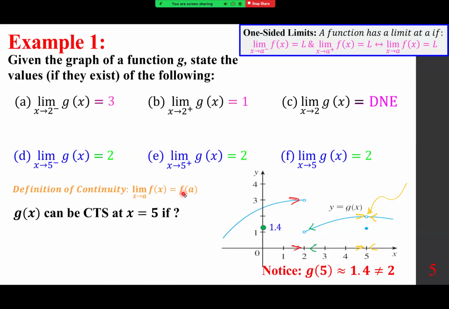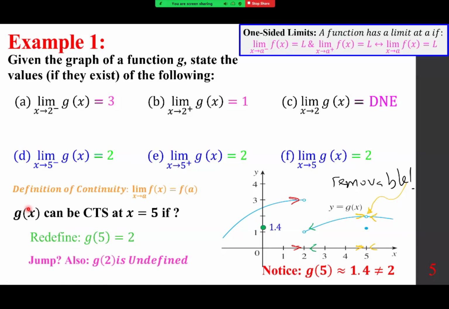And g of x can be continuous at x equals 5 if we redefine g of 5 to be 2, because it is simply a hole. This is called removable discontinuity. So this is removable.